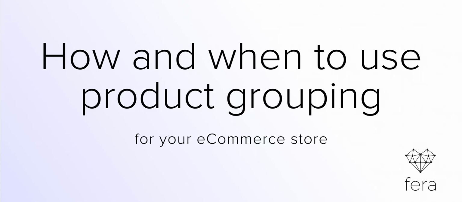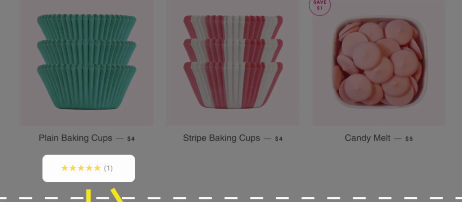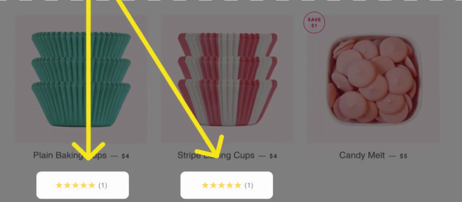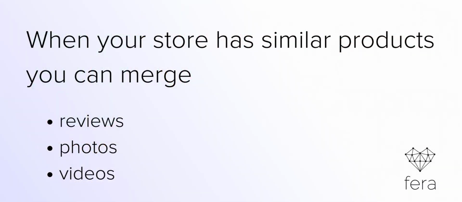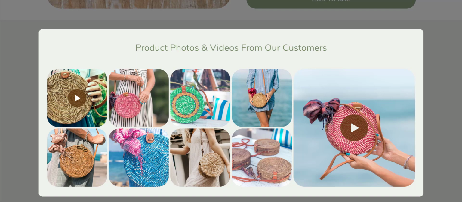Today I'm going to be showing you why product grouping on your e-commerce store is useful and when you should use it. So let's first of all talk about why product grouping is useful and exactly what it is. Product grouping is useful if your e-commerce store has a lot of similar products, and what you can do is merge all of the corresponding reviews, photos, and videos together. And this is going to help show important content for products in the same theme or category.